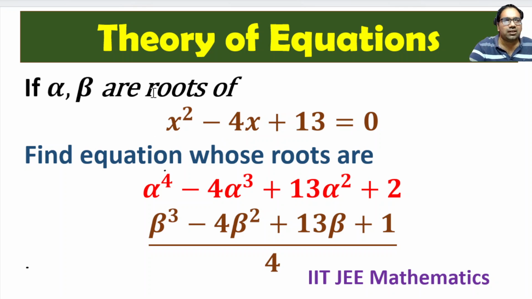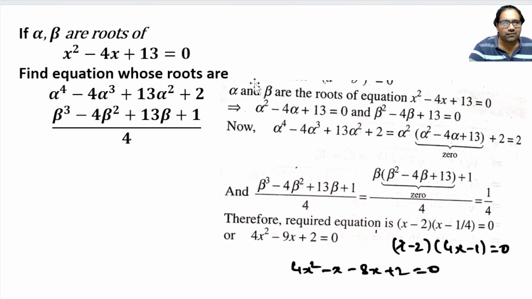Now, α, β are roots of the equation. What does that mean? α² − 4α + 13 = 0. At the same time, β² − 4β + 13 = 0. Let us try to use that here. When α² − 4α + 13 = 0, in this part we can take α² common and write this as α²(α² − 4α + 13). Right, the first three terms will become like this.